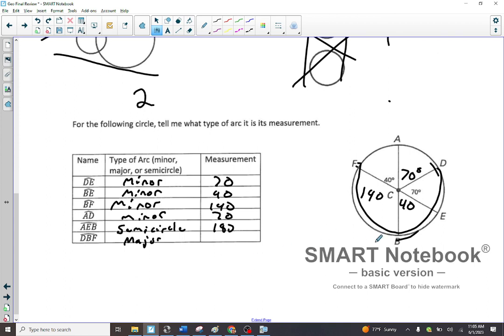Not in this question, no. So 70 plus 40 plus 140: 180 plus 70, which is 250. I'll leave it here for a second. Is it major? Above 180, below 360, technically.